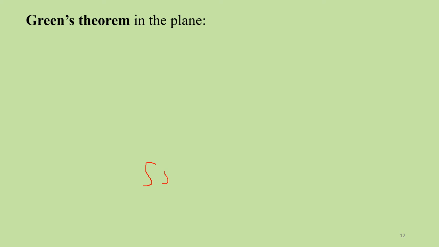Suppose you want to find the line integral of a vector field or vector point function defined in a plane. The line integral of f along a simple closed curve C can be written in terms of a double integral over the region bounded by this closed curve. That means if you have a closed curve C, it is bounded by some region R, so the line integral you can convert as a double integral over this region R.